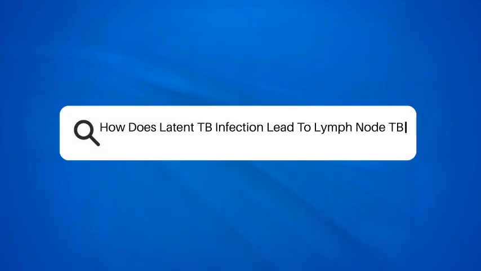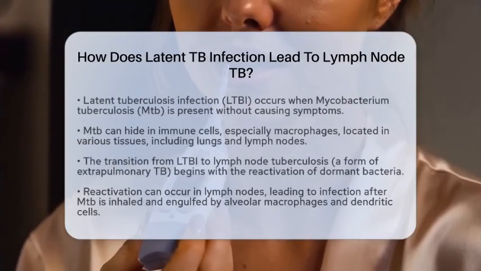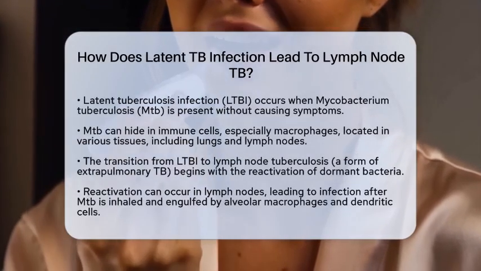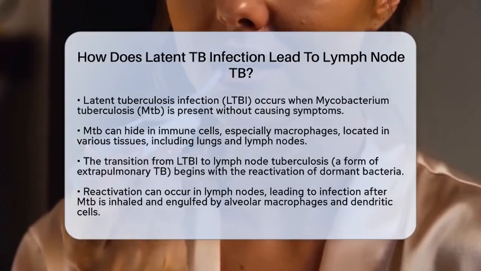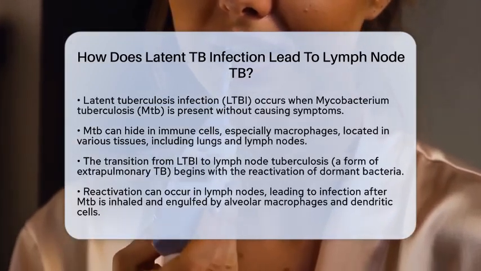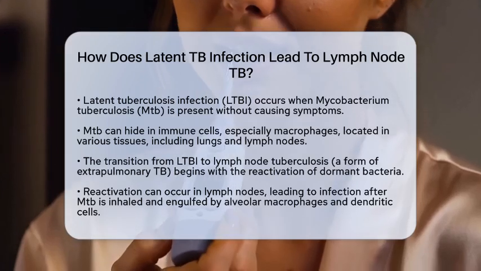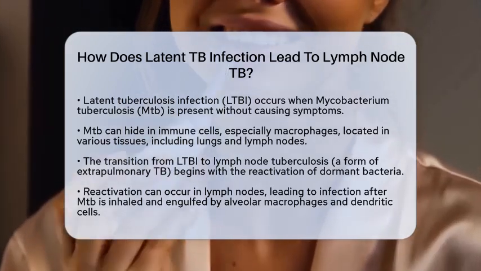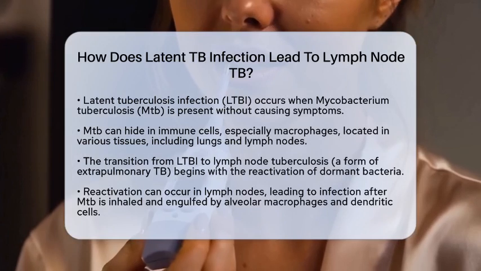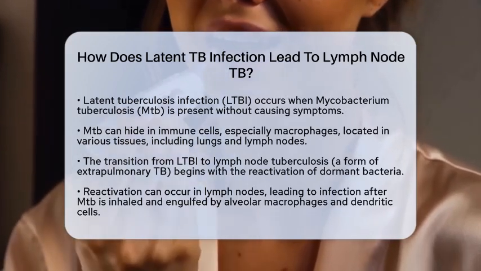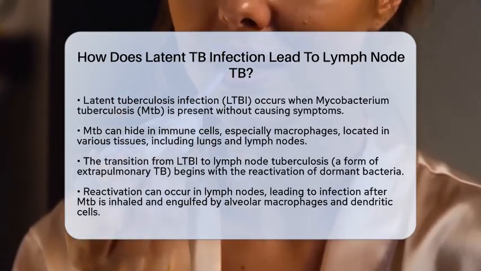How does latent TB infection lead to lymph node TB? Have you ever wondered how a latent tuberculosis infection can lead to lymph node tuberculosis? Let's break it down in a simple way. Latent tuberculosis infection, often called LTBI, happens when the bacteria Mycobacterium tuberculosis, or MTB, are present in the body but do not cause any symptoms.